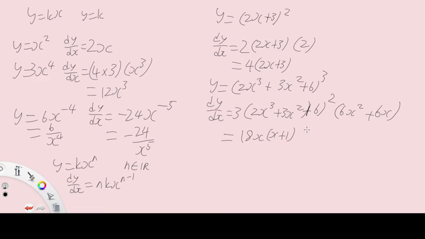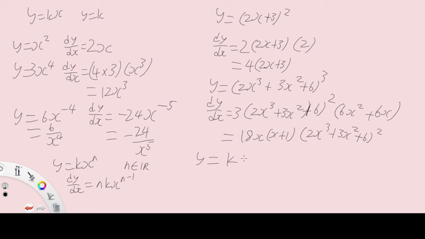times, I'm just factorizing as I go, 2x cubed plus 3x squared plus 6, squared. If you don't notice, I can factorize 6x from 6x squared plus 6x, and that will be my final answer.